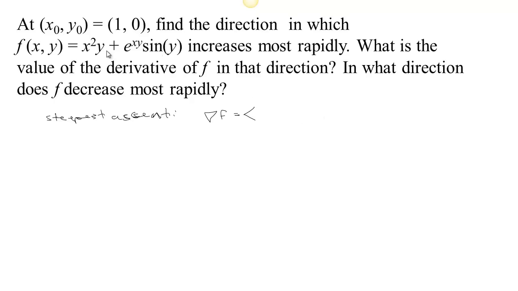The gradient would be, the first component would be the derivative with respect to x, which is going to be 2xy plus the derivative of e to the xy with respect to x, which is going to be y e to the xy, times the sine of y.